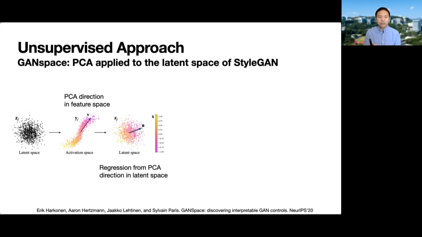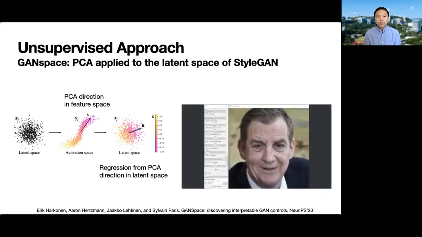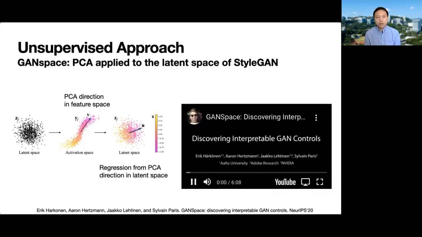After identifying the principal components, they can go back into the latent space and treat this as a regression problem, to regress the latent space according to the feature activation principal component directions. After this, they can have latent boundaries in the latent space, and they can control the image generation. Here is a demo video showing you their manipulation results.